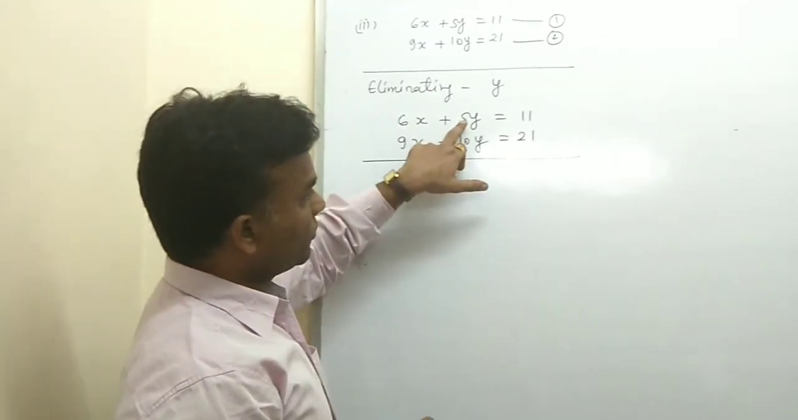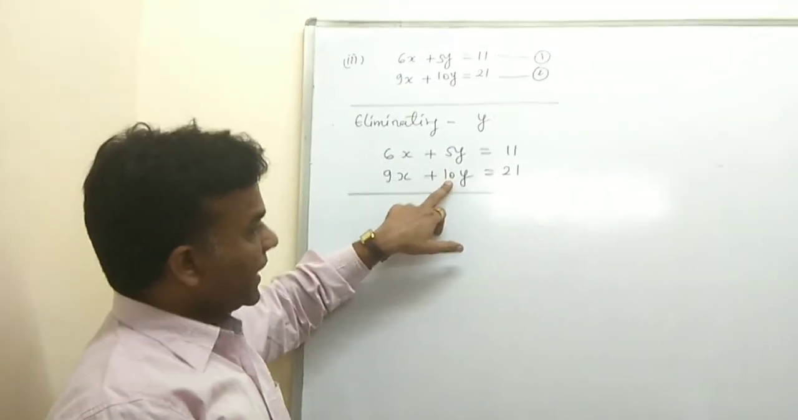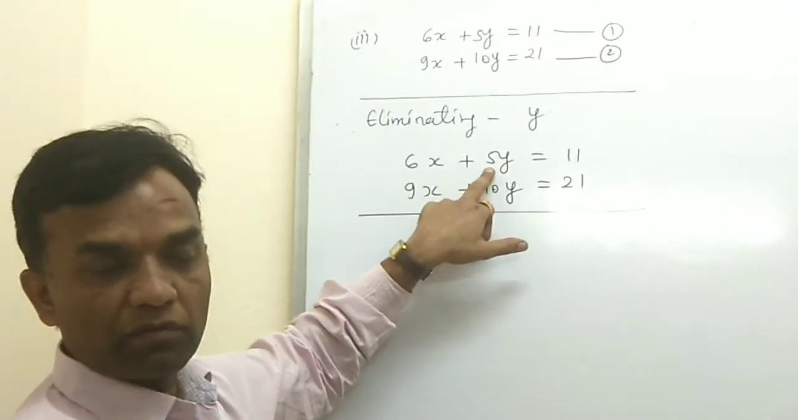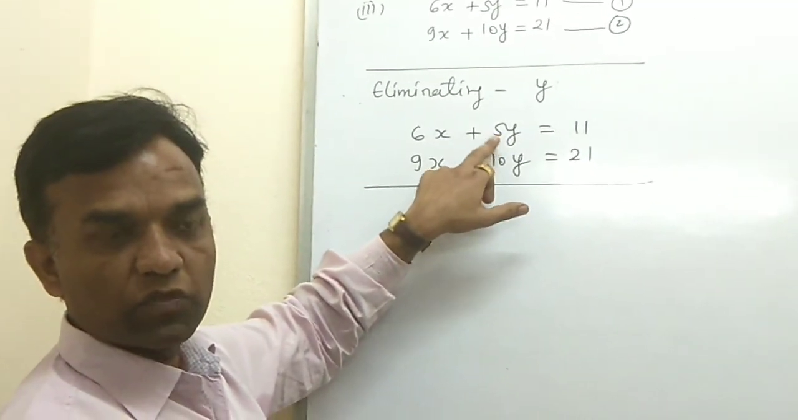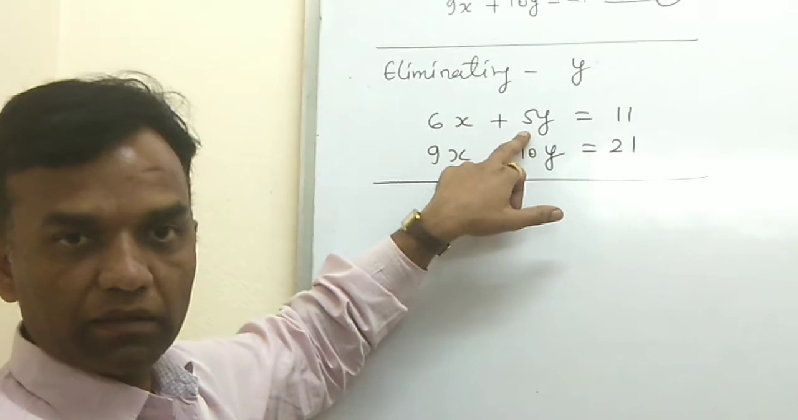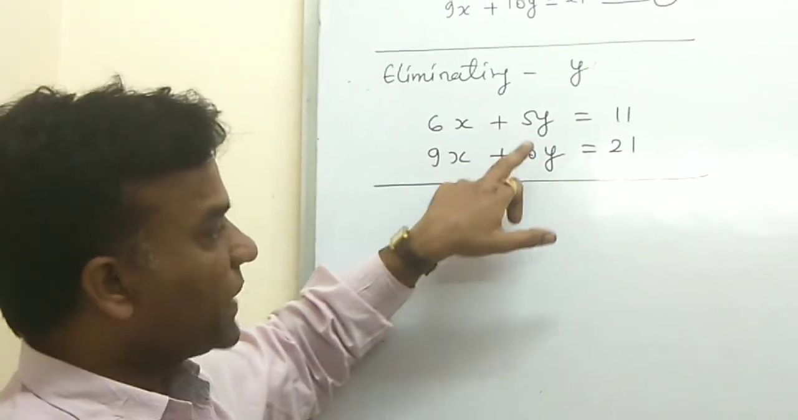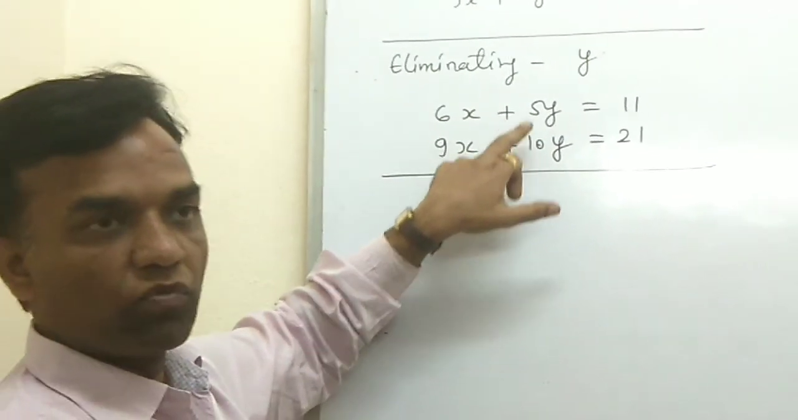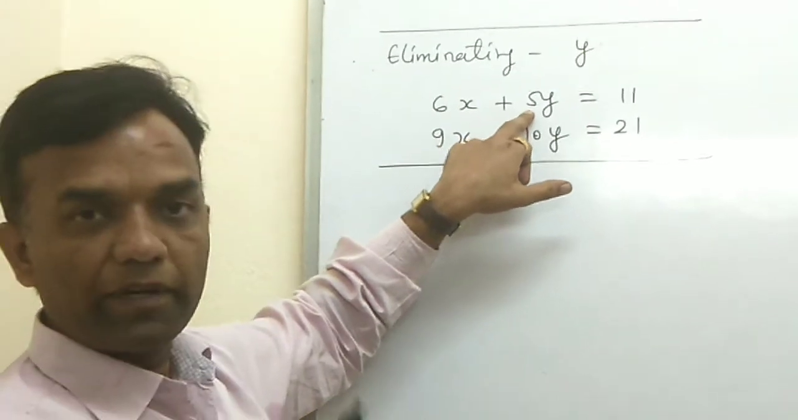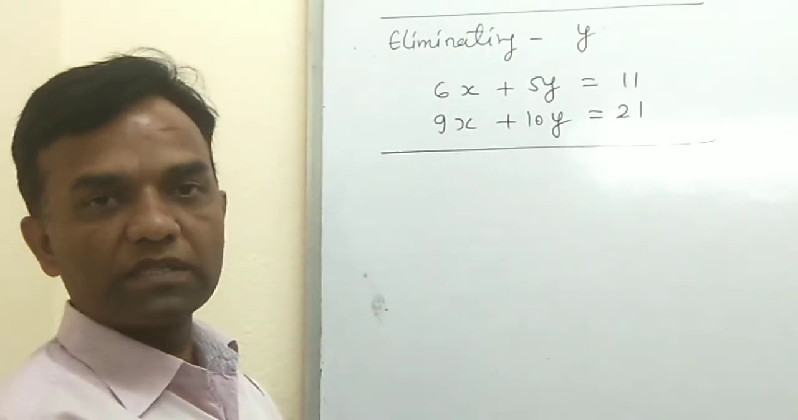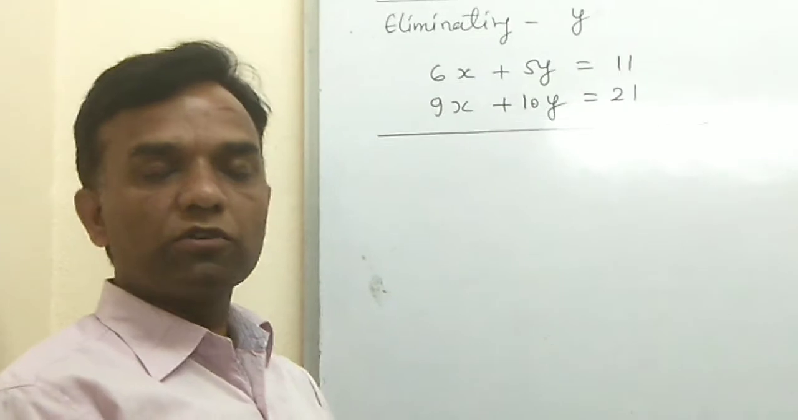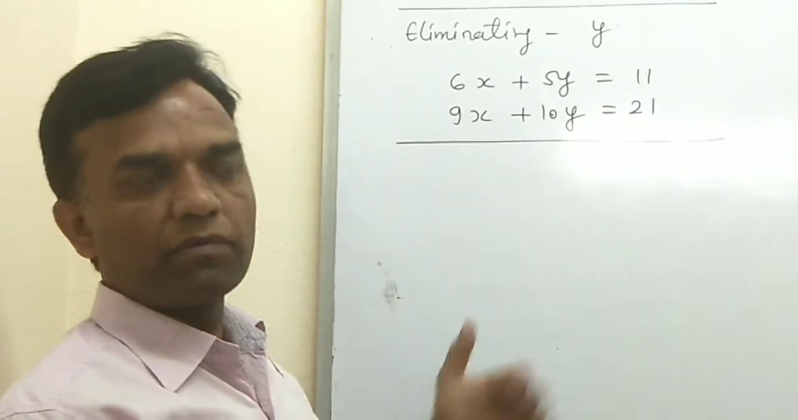Like you have here 5 and here you have 10, and in this case suppose here we multiply by 2, then this 5 is converted into 10. So it is not required to multiply in the second equation, only in the first equation you multiply by 2 and now you make your coefficients the same. This method also you can apply. So this type of example we are taking here.